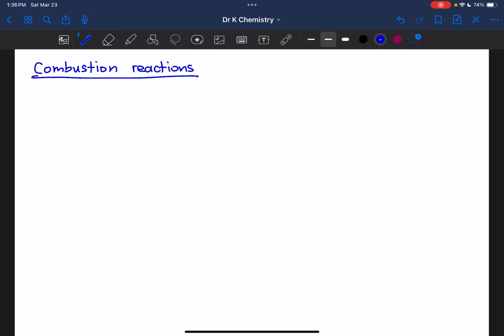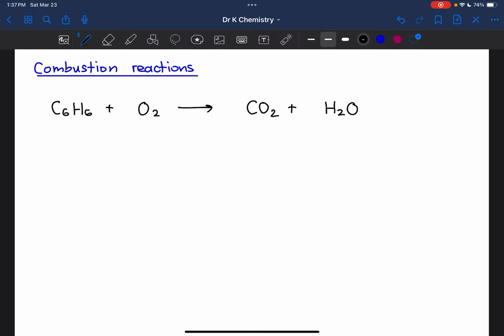So just as a reminder, combustions will always have the same format. So here is an example. We will have some kind of hydrocarbon, and this is a hydrocarbon because it has carbon and hydrogen only. It will always react with oxygen gas, and it will always produce carbon dioxide and water. So predicting the products, incredibly easy. They are always the same. Balancing them, however, can be a little bit tricky.